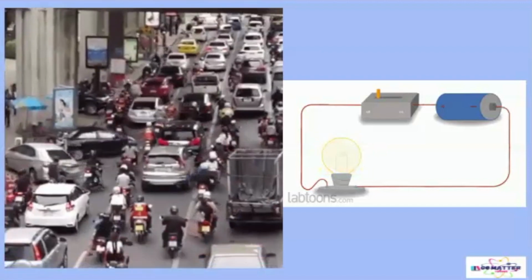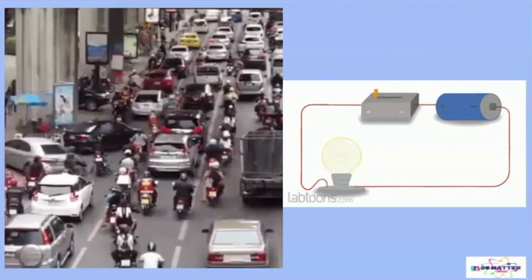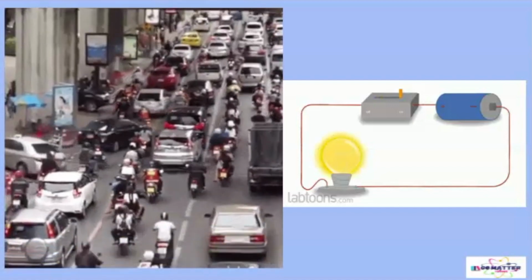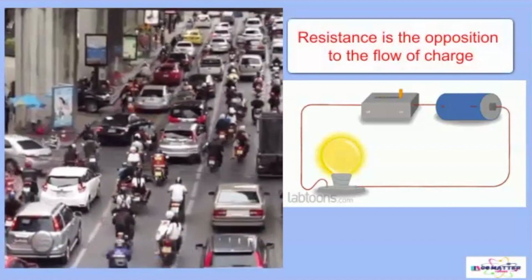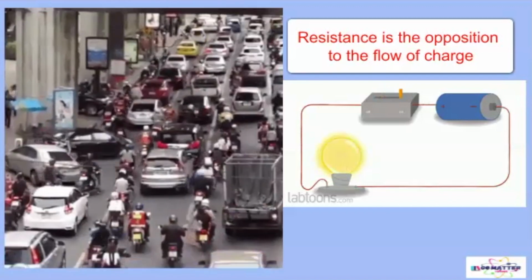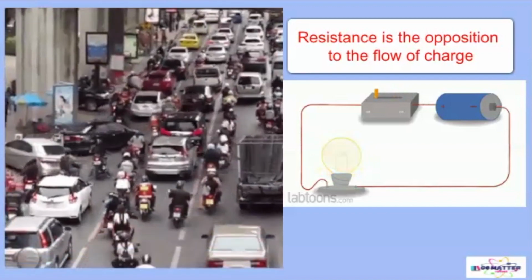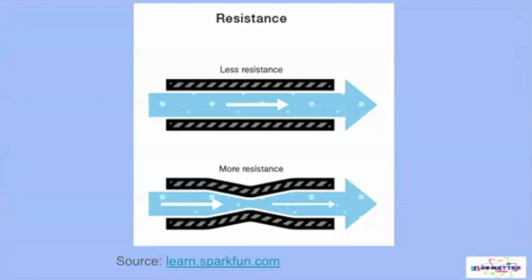Resistance in an electric circuit acts like a traffic jam for the flow of charge. We define resistance as the opposition to the flow of charge. That is, it creates opposition to the current, making it harder for charge to move freely. Just like a narrow pipe restricts water, high resistance makes it harder for electricity to flow easily.